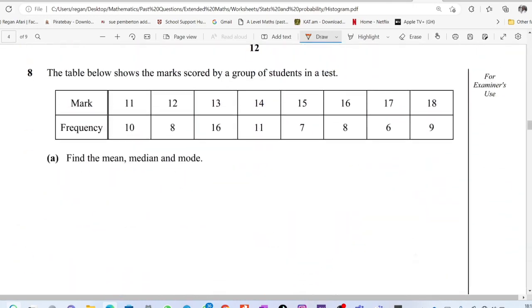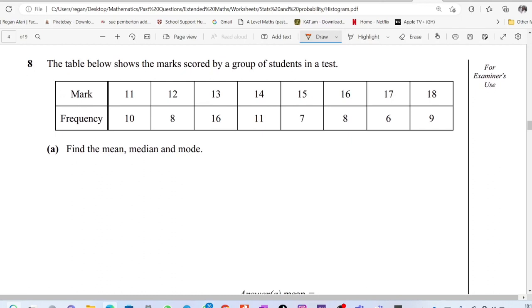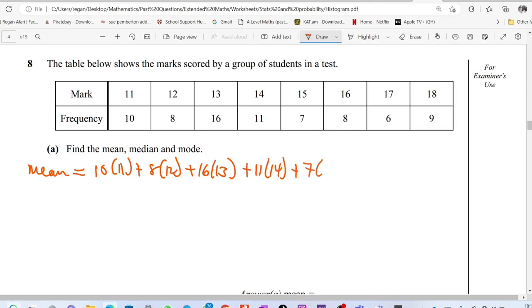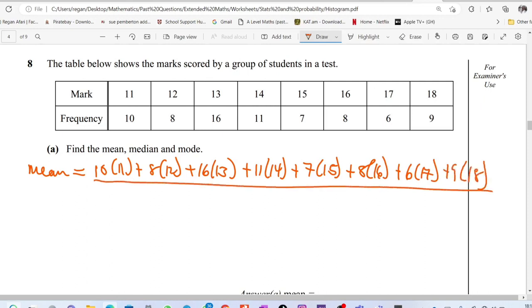So that brings us to this guy. Says that find the mean, find the median, find the mode. So let's see how we go about that. Well, the mean is going to be 10 times 11 plus 8 times 12 plus 16 times 13 plus 11 times 14 plus 7 times 15, sorry, 8 times 16, 6 times 17, 9 times 18. All over the total frequency. They did not give us that.